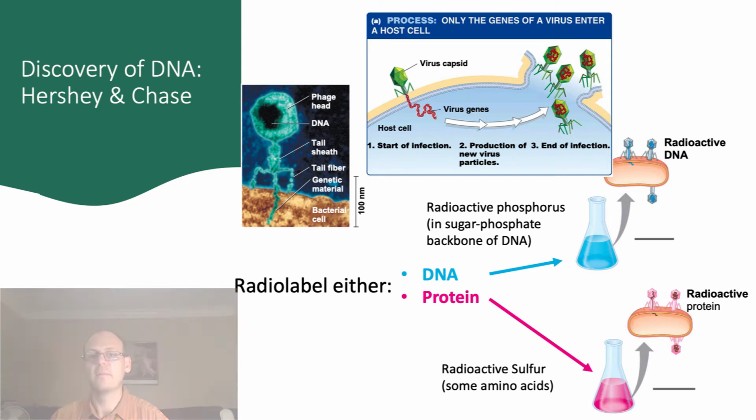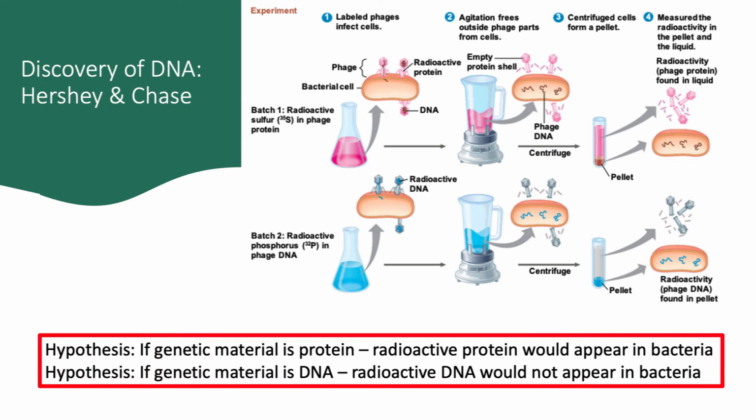In their experiment, Hershey and Chase grew bacteriophage to include the radioactive DNA and the radioactive protein. Their idea was that the genetic material was inserted by the bacteriophage into the bacteria. So if the genetic material was DNA, then they would see radioactive DNA in the bacteria. If, on the other hand, the genetic material was protein, then radioactive protein would be found in the cells.